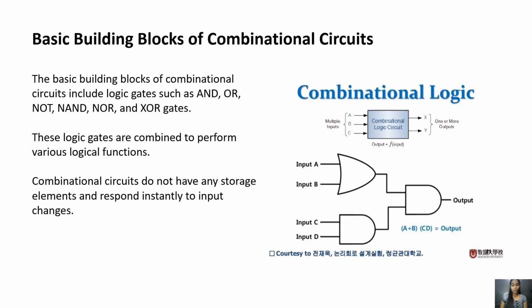Basic building blocks of combinational circuits. The basic building blocks of combinational circuits include logic gates such as AND, OR, NOT, NAND, NOR, and XOR gates. These logic gates are combined to perform various logical functions. Combinational circuits do not have any storage elements and respond instantly to input changes.